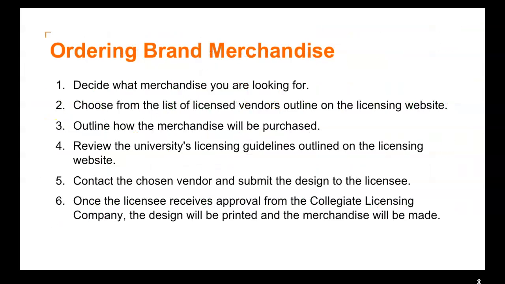Ordering brand merchandise, your organization must follow the following steps. 1. Decide what merchandise you are looking for. 2. Choose from the list of licensed vendors outlined on the licensing website. 3. Outline how the merchandise will be purchased. 4. Review the university's licensing guidelines outlined on the licensing website. 5. Contact the chosen vendor and submit the design to the licensee.